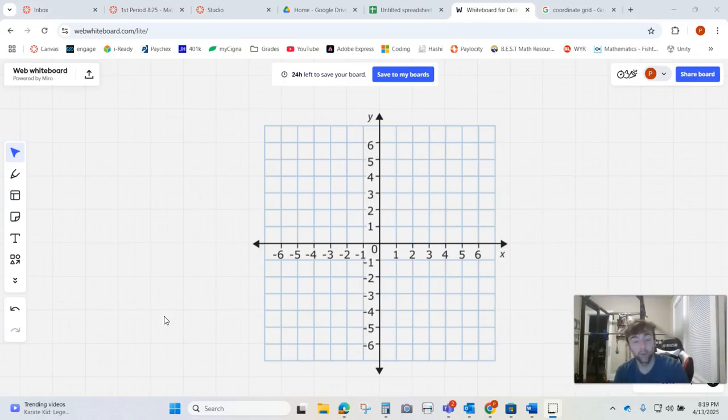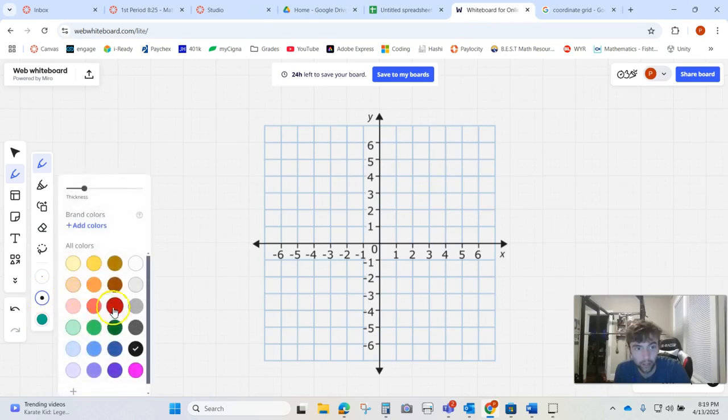For today's math, we are going to practice how to find the distance between 2 points on a graph. We're going to find the distance between 2 points on a coordinate grid. All right, let's do a warm-up. How far apart are these two dots?